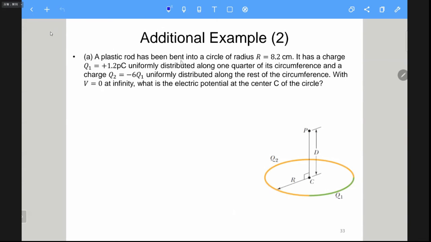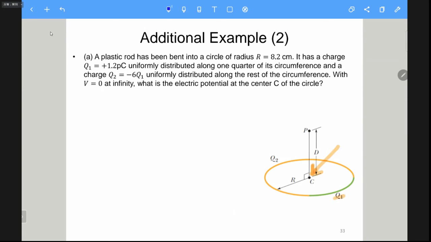A plastic wall has been bent into a circle of radius capital R equals 8.2 centimeters. It has a charge Q1 equals 1.2 picocoulomb, uniformly distributed along 1/4 of it. So this one, Q1. And a charge Q2 equals -6 Q1 uniformly distributed along the rest of the circumference, with V equals 0 at infinity. What is the electric potential at the center point of the circle? So we would like to consider the potential at this point.